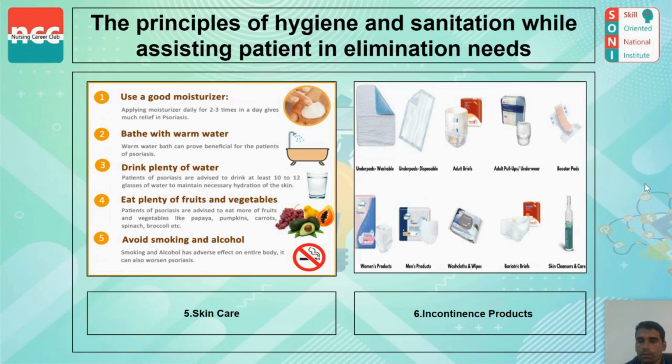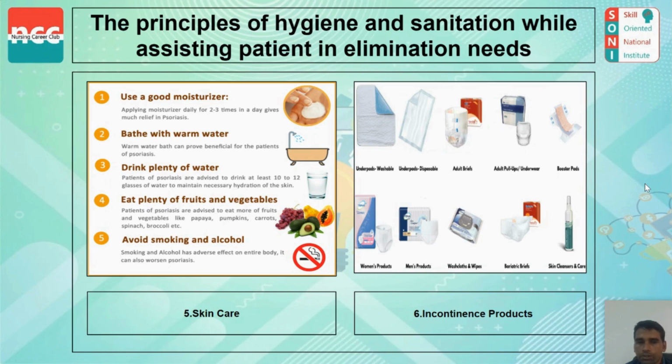Now we will talk about skin care. How can we care for our skin? Use a good moisturizer. Applying moisturizer daily, 2-3 times in a day, gives much relief in psoriasis. Bathe with warm water. A warm water bath can be beneficial for patients of psoriasis. Drink plenty of water. Patients of psoriasis are advised to drink at least 10 to 12 glasses of water to maintain necessary hydration of the skin.